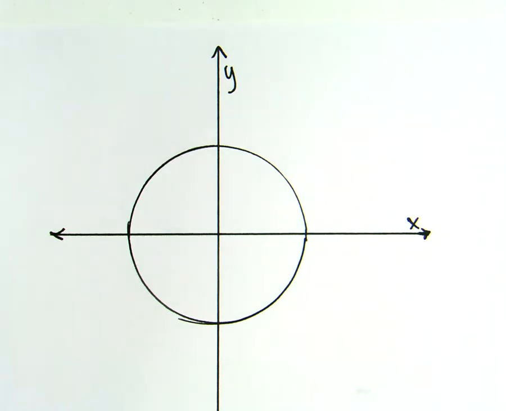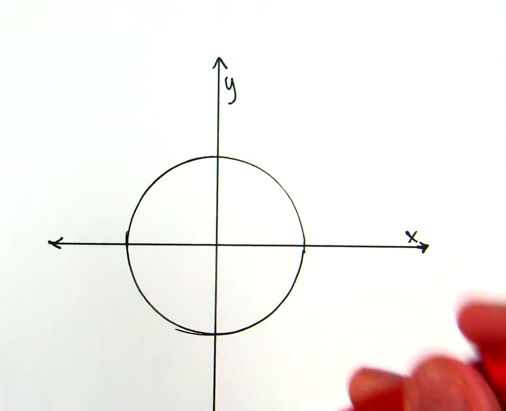This is with equations of circles. So we're going to start off here with a circle and kind of play around with it. Here I've got a circle whose center is at 0, 0. And I'm just going to pick some random point on the circle, and I will name it x sub 1, y sub 1.